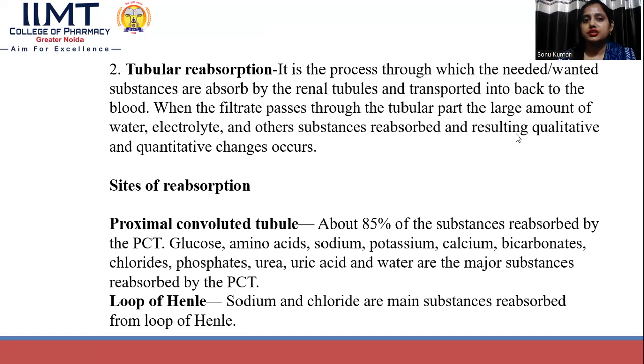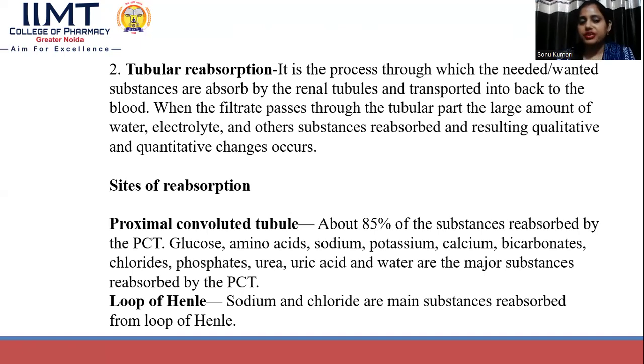Next is tubular reabsorption. Tubular reabsorption is the process through which the needed, wanted substances are absorbed by the renal tubules and transported back into the blood. When the filtrate passes through the tubular part, a large amount of water, electrolytes, and other substances are reabsorbed, resulting in qualitative and quantitative changes.